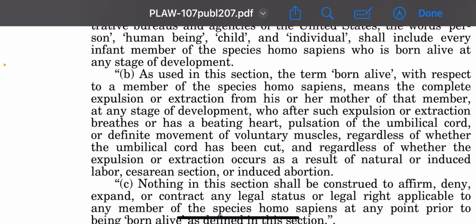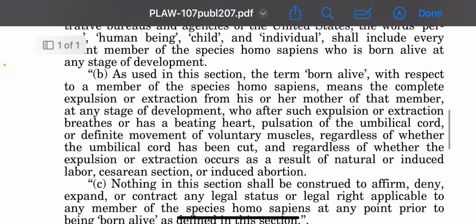Okay? And used in this section, the term born alive with respect to a member of the species Homo sapiens means the complete expulsion or extraction from his or her mother of that member at any stage of development who after such expulsion or extraction breathes or has a beating heart, pulsation of the umbilical cord, or definite movement of voluntary muscles, regardless of whether the umbilical cord has been cut and regardless of whether the expulsion or extraction occurs as a result of natural or induced labor, cesarean section, or induced abortion. Now, so now it told you there's three products.